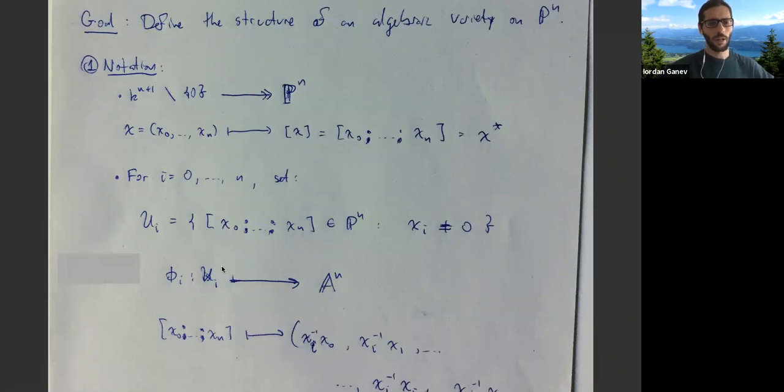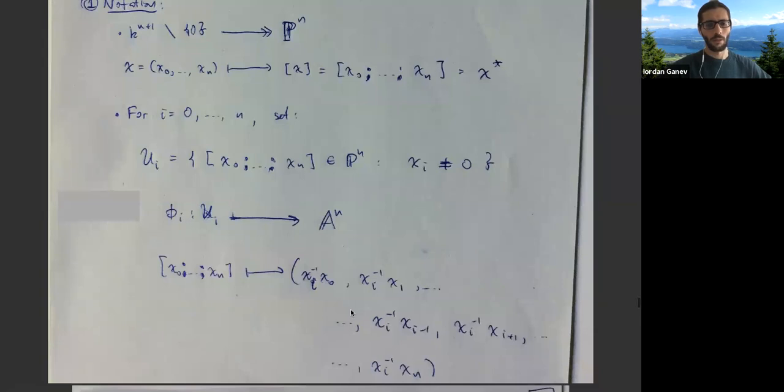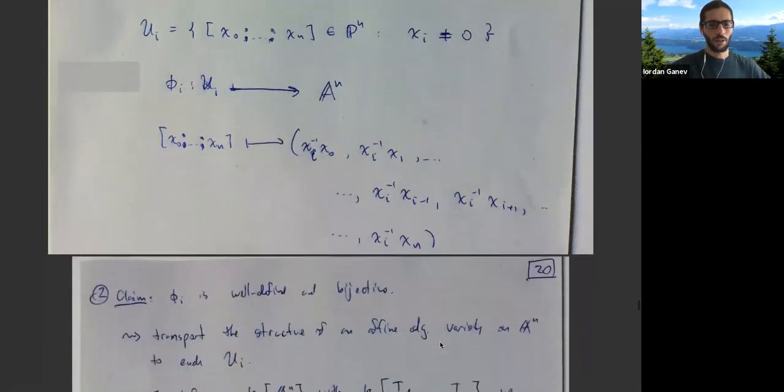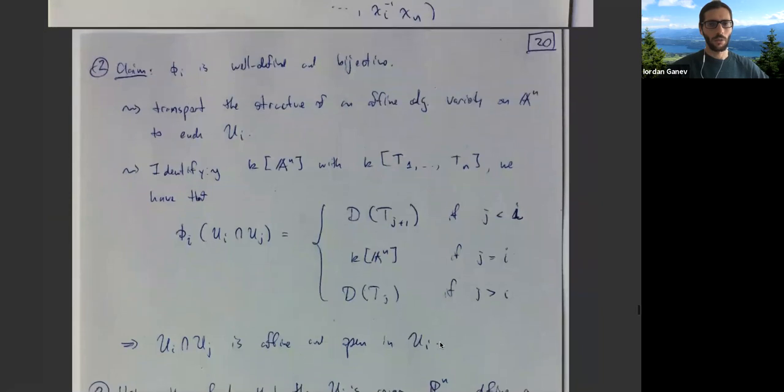And in fact, this U_i is isomorphic as an algebraic variety to A^n. So this is a map that takes you from U_i to A^n. Since x_i is non-zero, we can just multiply all the other coordinates by its inverse and skip x_i itself. That takes the number of coordinates down to n instead of n plus one. And you can show that this map phi_i is well-defined and bijective. And as such, you can transport the structure of an affine algebraic variety on A^n to each U_i.